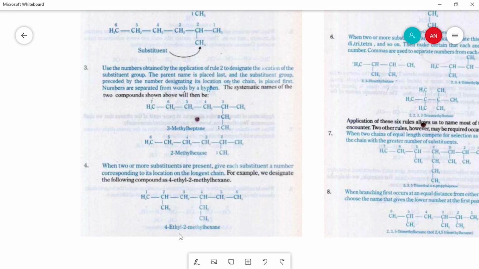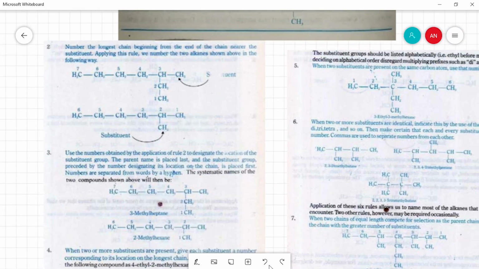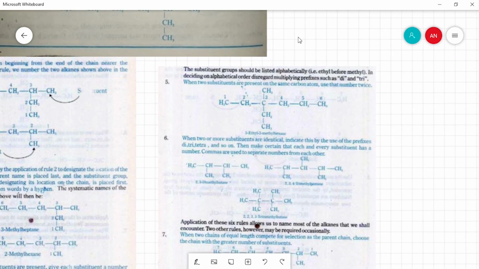But why 4-ethyl-2-methylhexane? Why not 2-methyl-4-ethylhexane? Let's see here. The substituent groups should be listed alphabetically, ethyl before methyl, because E comes first and M comes last.